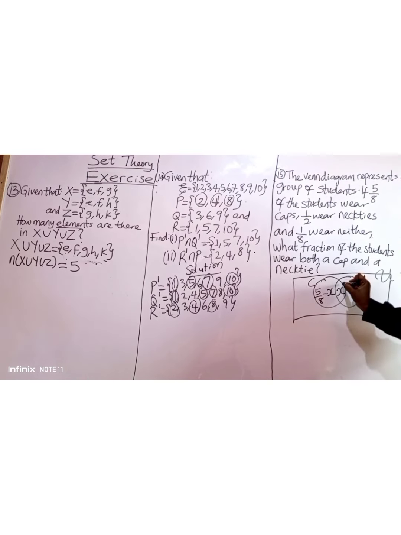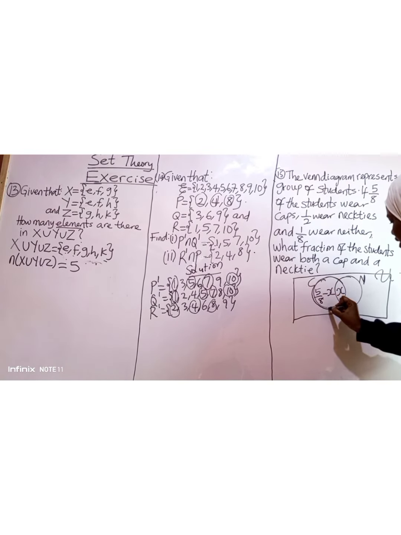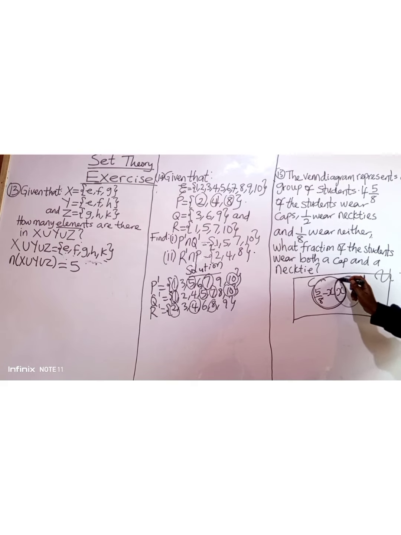5/8 wear caps. So those that wear cap belong to everything in the circle of C. So to find the number of those that wear both cap and neckties, and to find those that wear caps only, we have to subtract those that wear both from those that wear cap. So here will be those that wear cap only. Now to find those that wear neckties only, say that 1/2 wear neckties. So those that wear neckties only will be 1/2 minus X.